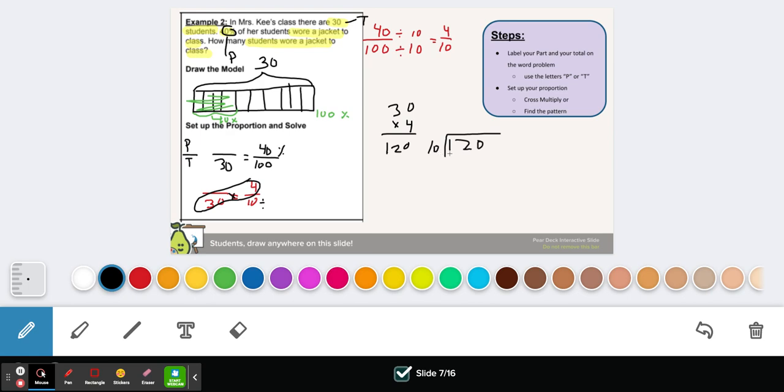Okay, 10 can go into 12 once. So 1 times 10 is 10. I subtract, I get 2. Bring down my 0. 10 can go into 20 twice. So 20, subtract, I get 0. So that means here my answer has to be 12. So 12 students in Mrs. Key's class wore a jacket.